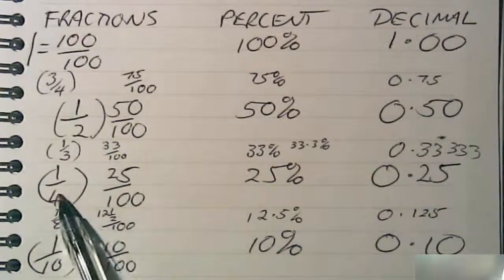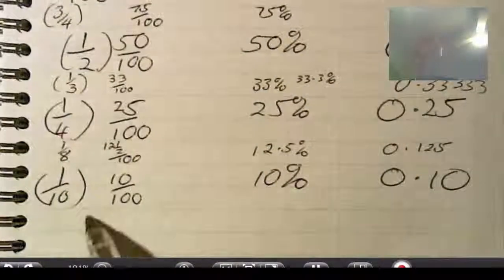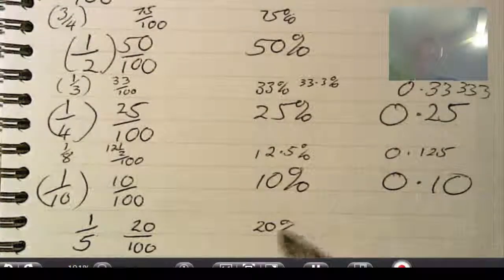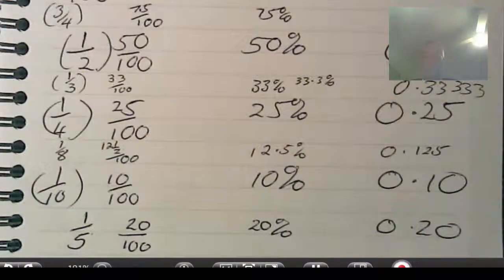Last one to fill in between a quarter here and a tenth is 1/8. 12.5 out of 100 is 12.5%, 0.125. And one other one people might have, 1/5 to be 20 out of 100, 20%, 0.20. There are some basics there of percent to fractions and decimals, how they relate to each other.